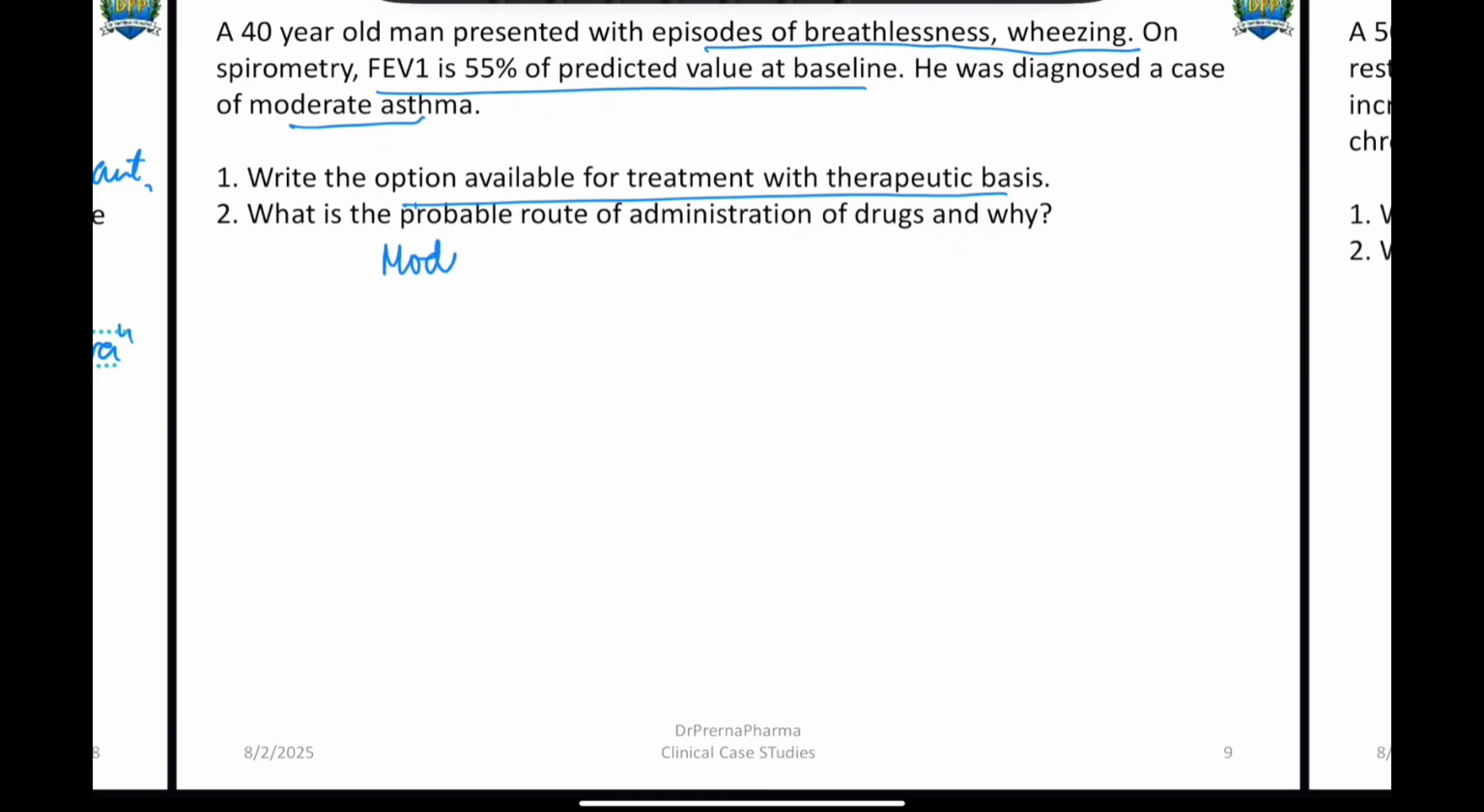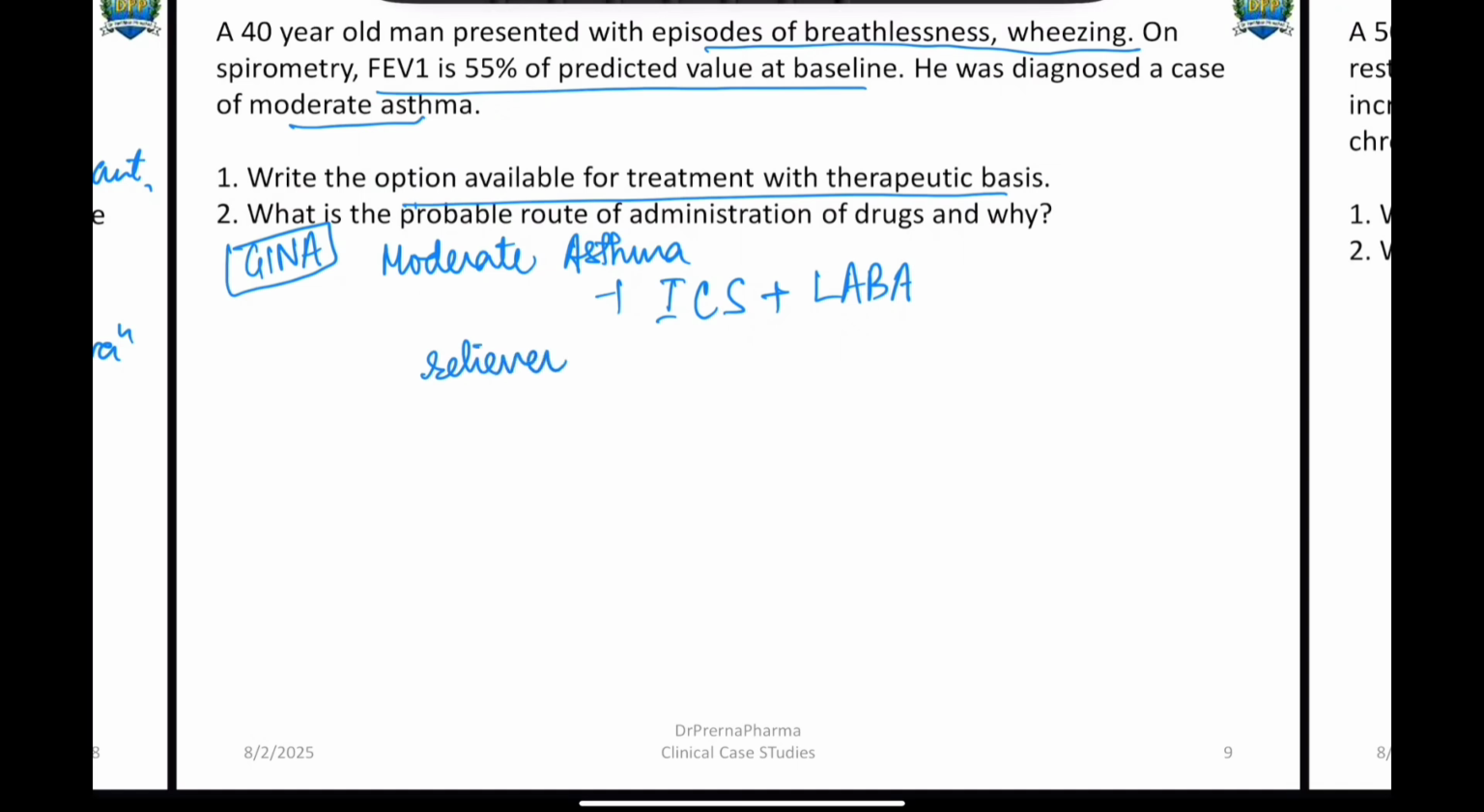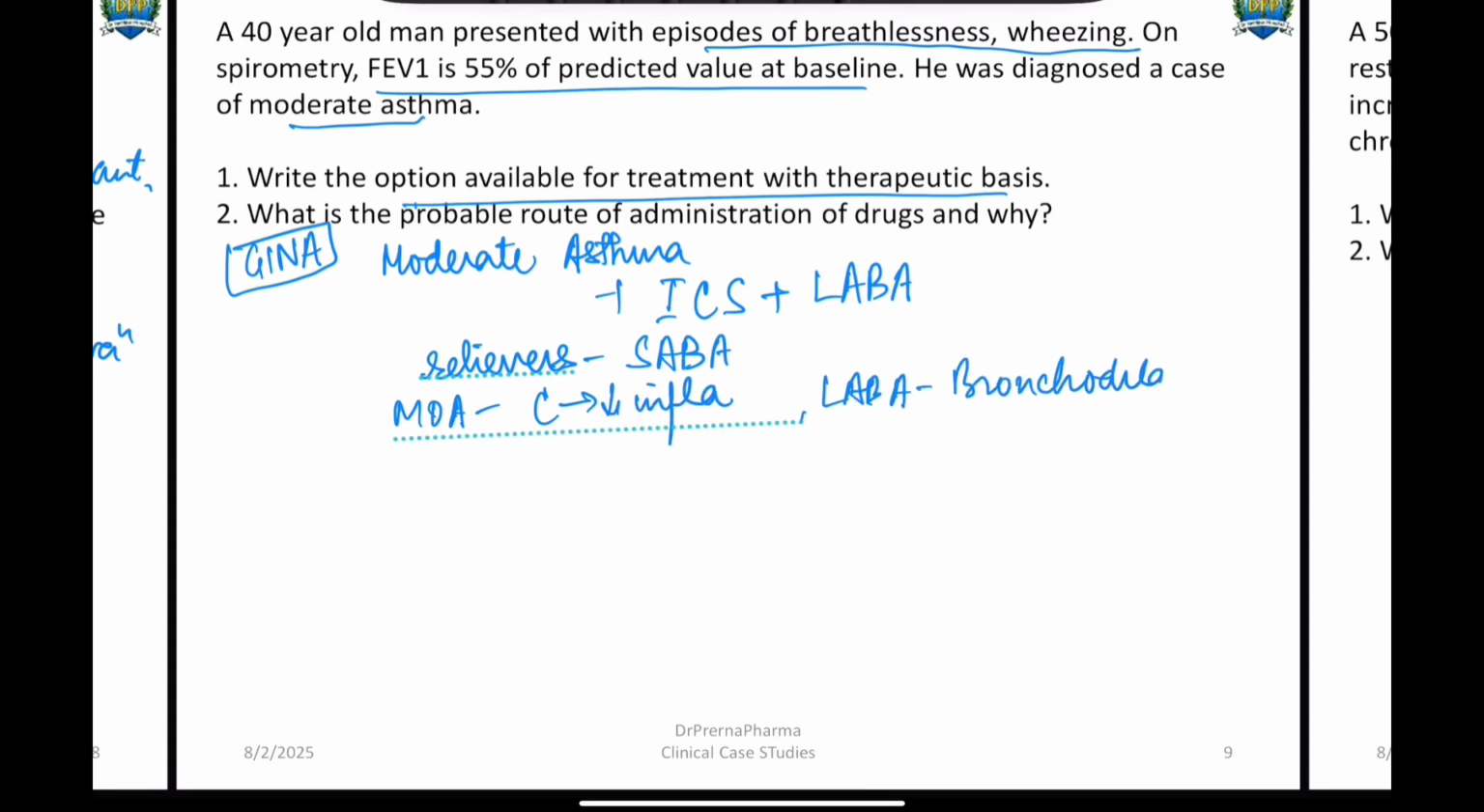Now, moderate asthma. In asthma, we have to take the GINA guidelines. So for moderate asthma, the GINA guidelines say give inhalational corticosteroids plus LABA, that is long-acting beta agonist. Right? In case of acute attack, as relievers you can use SABA, that is short-acting beta agonist. What is their mechanism of action? Corticosteroids will reduce the inflammation, and LABA will cause bronchodilation by causing beta agonism.